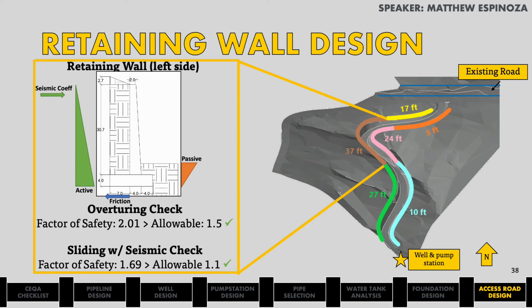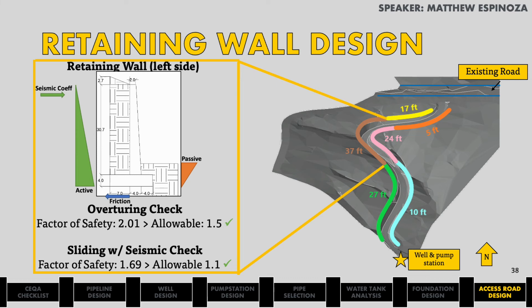The team concluded that a left and right retaining wall with multiple heights will be needed for the road. As shown on the right, the heights of the left retaining walls are 17 feet, 27 feet, and 37 feet, and the right retaining walls are 5 feet, 10 feet, and 24 feet.